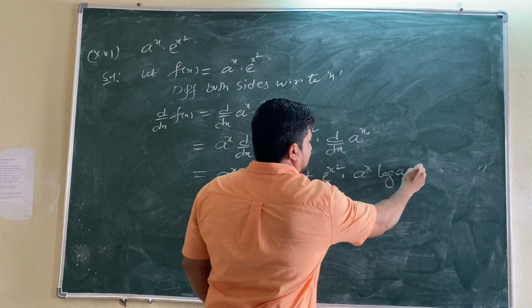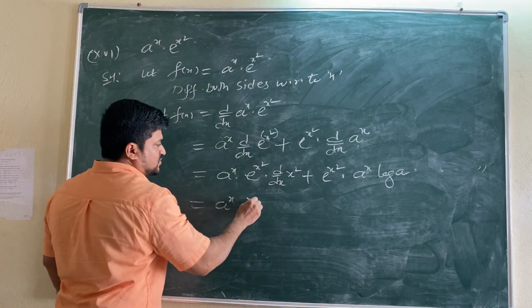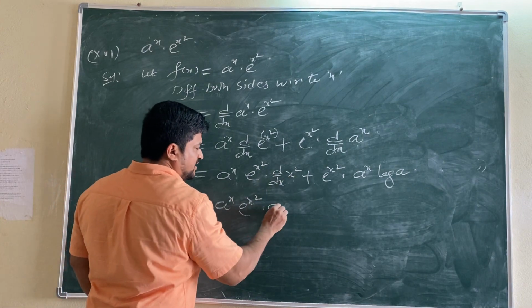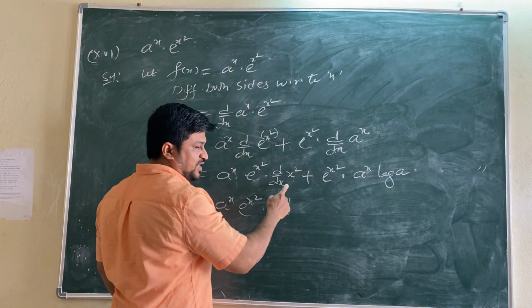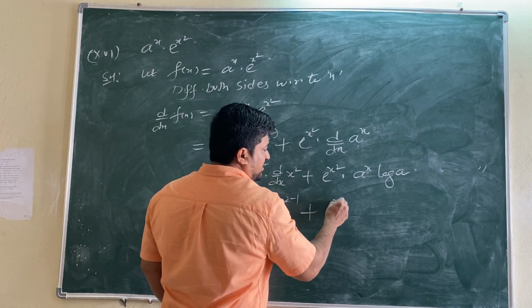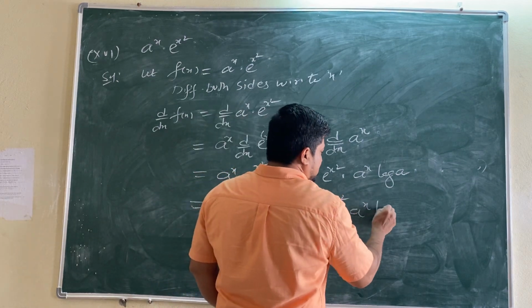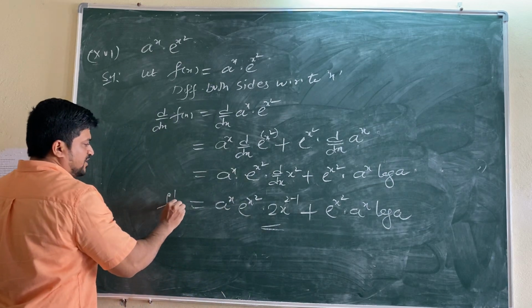a power x log a. Now a power x, e power x square, derivative of x square is how do you do? x power n is n into x power n minus 1, then e power x square a power x log a. This is f dash of x.